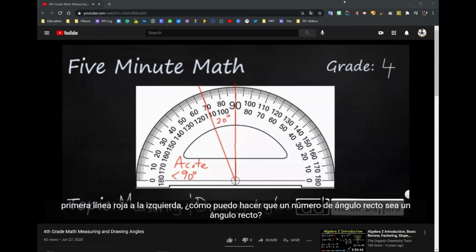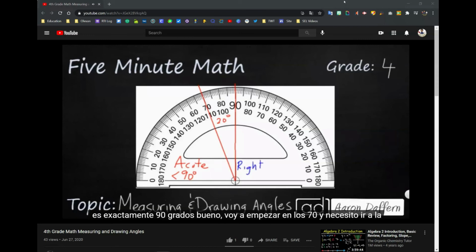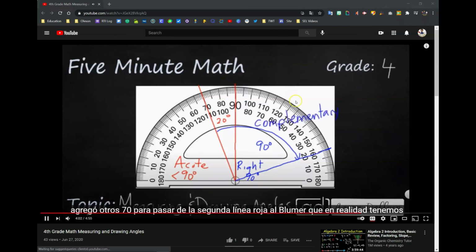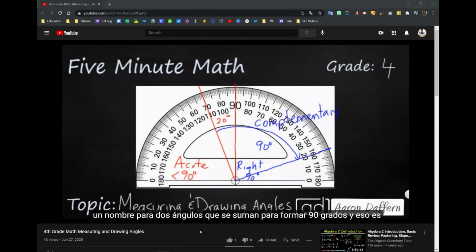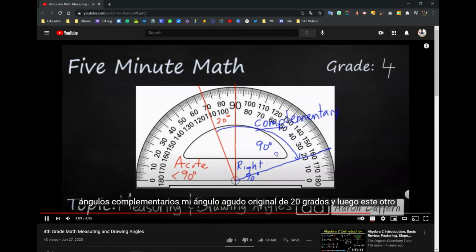Now, starting at this first red line on the left, how can I make a right angle? Remember, a right angle is exactly 90 degrees. Well, I'm going to start at the 70, and I need to go to the right 90. I'm looking at the outer numbers, so I can just think to myself, 90 and 70 makes 160. So it's going to be all the way over here. So I'm going to draw that line right through there, and there is my right angle. It's my 90 degrees because I took my 20 from my acute angle, and then if you see, I added another 70 to get from the second red line to the blue line. We actually have a name for two angles that add together to make 90 degrees, and that's complementary angles. Ooh, and we're going to be learning that in a couple days.